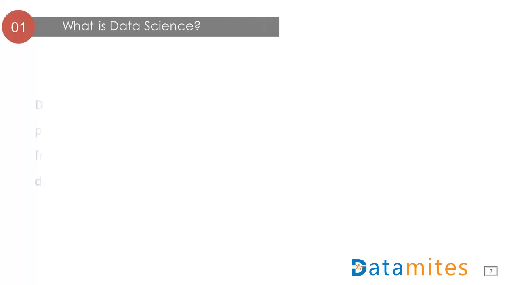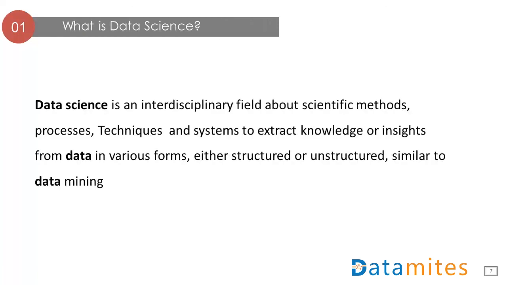So what is data science? This is a Wikipedia definition. Data science is the interdisciplinary field about scientific methods, processes, techniques, and systems to extract knowledge or insights from data in various forms, either structured or unstructured. It is kind of similar to data mining, like previously discussed. So this is a definition. So what do you mean by that? We are dealing with a huge amount of data and scientific methods to extract insights from this data.